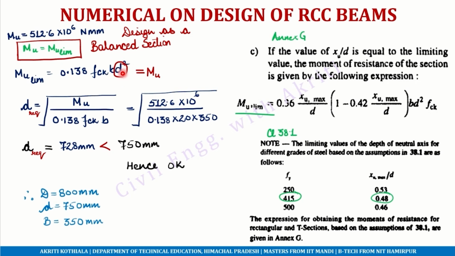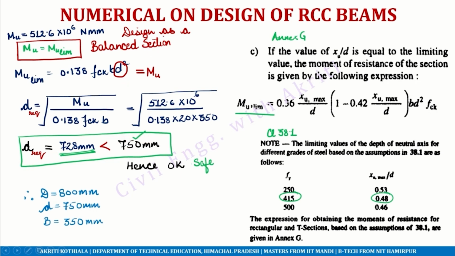Rechecking the value of d required, d required from this formula calculates to be equal to 728 mm this time. However, we are safe this time because we had assumed a value of d greater than the previous value, and we had assumed it to be 750 mm. This is greater than 728 mm, which is the required value, hence we are safe. That is why initially, to just avoid failing here at this step again, I had assumed a greater value of small d.